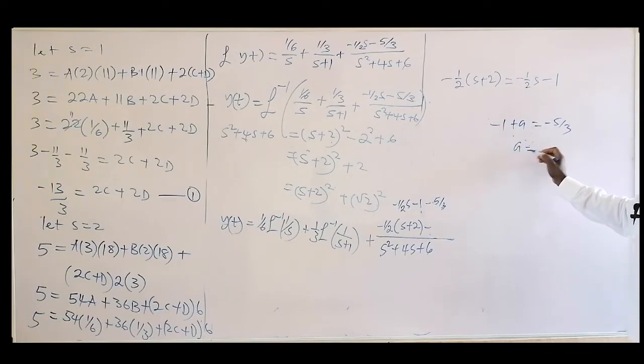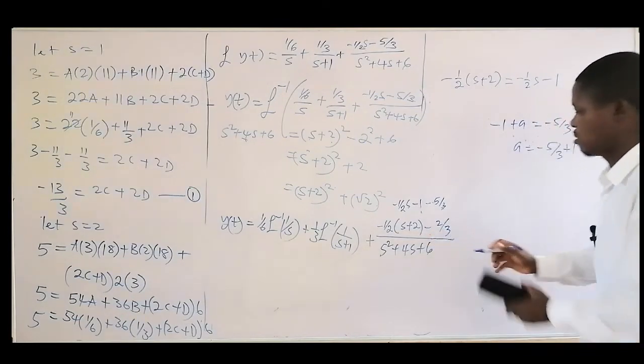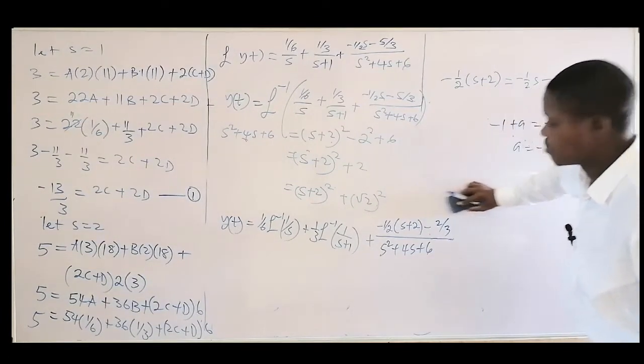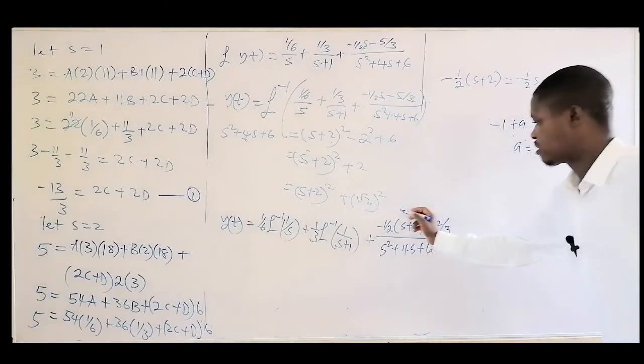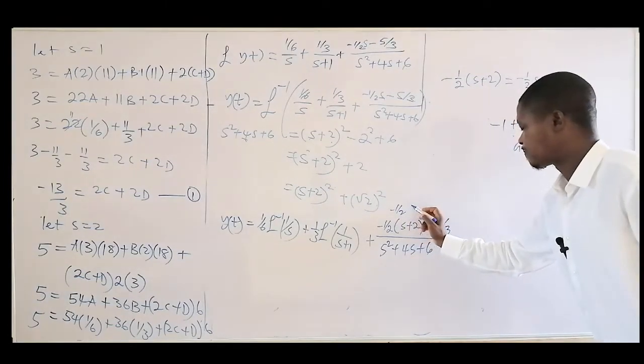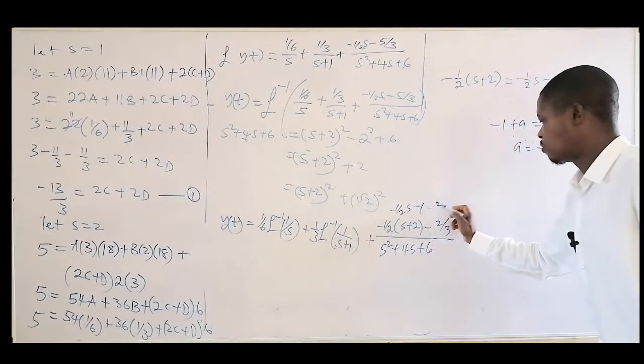And that will be equal to a equal to minus 5 over 3 plus 1. That will give us minus 2 over 3. So here now, we now have minus 2 over 3. So it will be minus 5 over 3. And if you open it now and see, this is minus half x plus minus 1 minus 2 over 3.